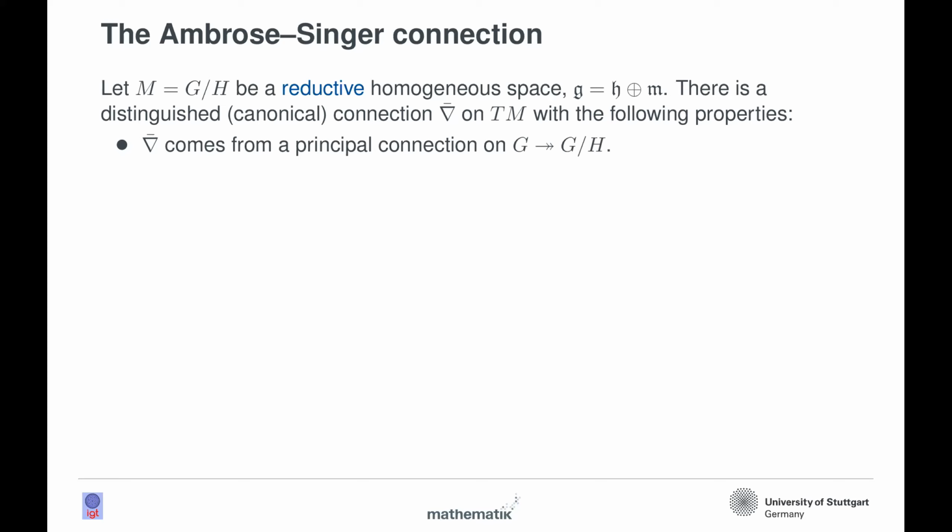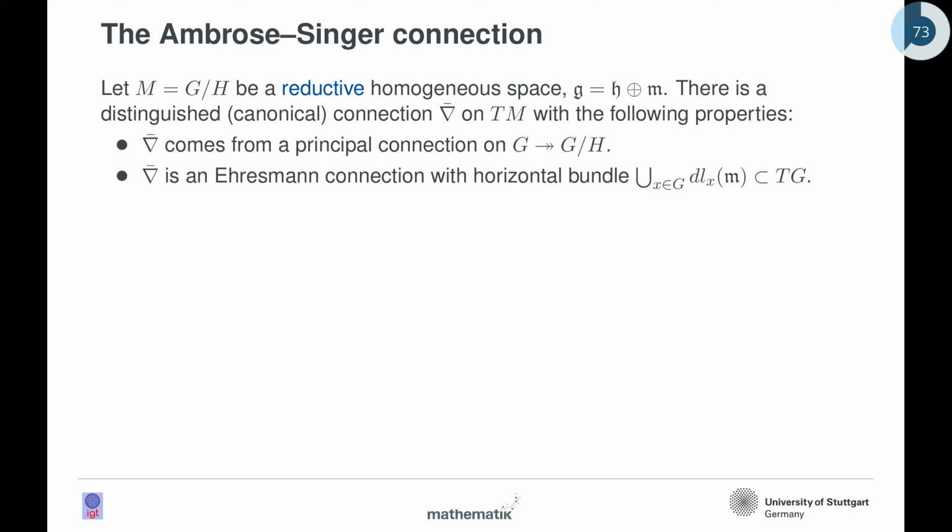So first of all, it comes from a principal connection on this H-principal bundle G over G mod H. Second, it is an Ehresmann connection. So we can think of it as being defined in terms of a horizontal bundle inside the tangent bundle of G. And this horizontal bundle is just the one consisting of all the left translates of our reductive complement M.